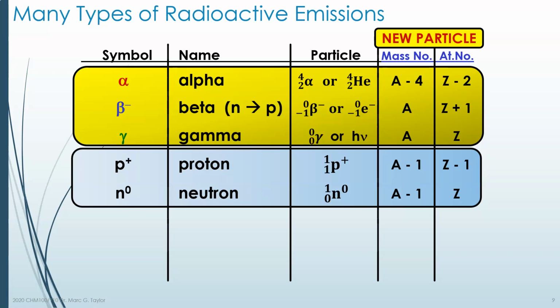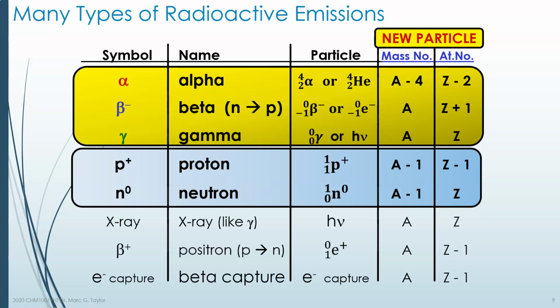We're not going to spend a lot of time on that, but you will see in some reactions, especially later in this unit in fission and fusion, where protons and neutrons are also products along with your major product of a nuclear reaction. We also have some other particles that we're not going to spend a lot of time on.